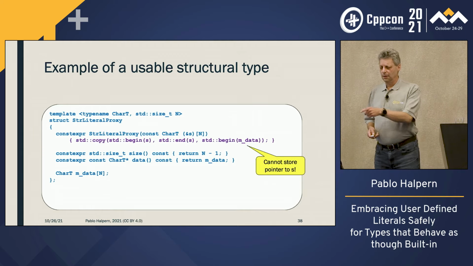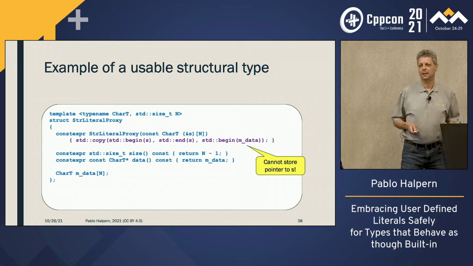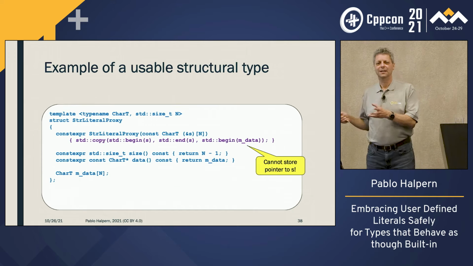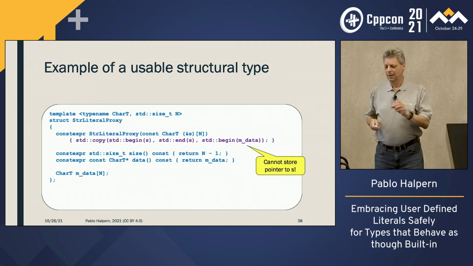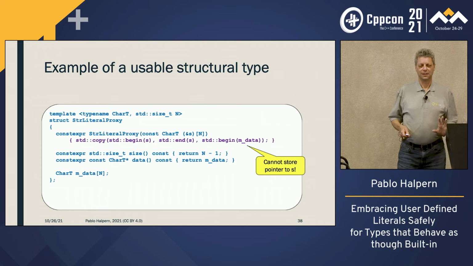Well, first of all, why didn't I just store the pointer? Why did I copy it? The reason is I can't. In the constexpr world, I cannot take this string literal and store its pointer in this context. Why not? That is a complicated story, and I don't even know the whole story. So just trust me that it can't be done.